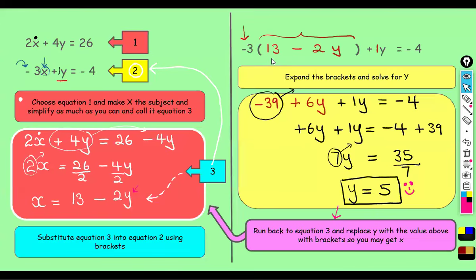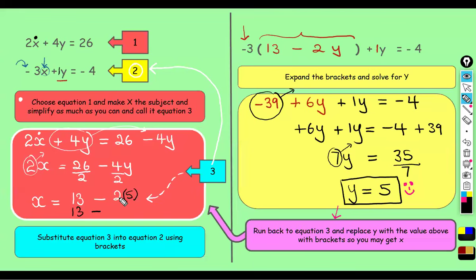I'm going to erase the y here, erase him, and in brackets put what? 5. Remember, y used to live here. Poor y got kicked out and replaced with his real value, 5.